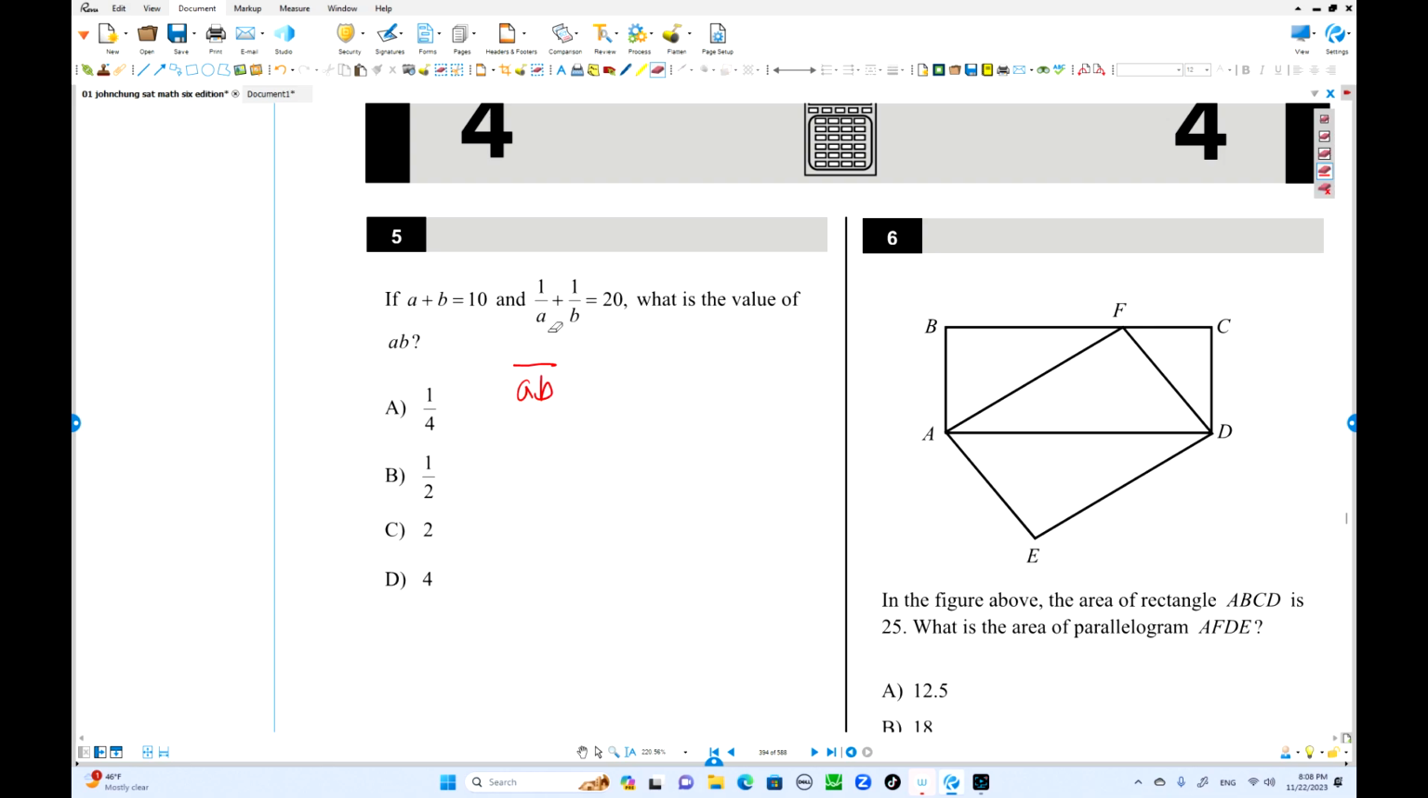Common denominator ab times b plus a. That equals 20. But a plus b, b plus a, that is 10. What is ab? ab equals 10 over 20, right? You can switch them any time. ab goes up, 20 goes down, okay? That is 1/2, the answer, okay?